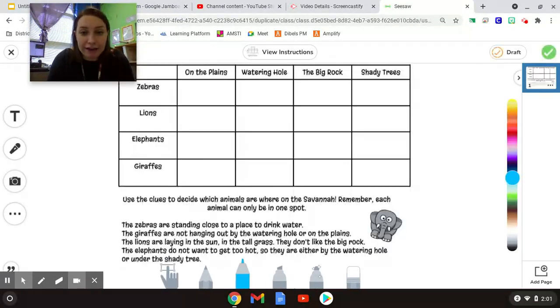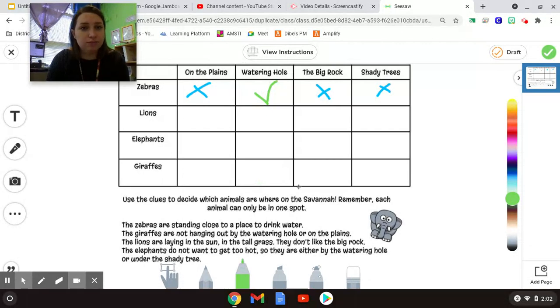So it says, use the clues to decide which animals were where on the savannah. Remember, only one animal can be in each spot. Okay, so it says the zebras are standing close to a place to drink water. Well, where do I think that is? A close place to drink water. It's not going to be on the plains. It's not going to be by the big rock. It's not going to be the shady tree. It's going to be by the watering hole.